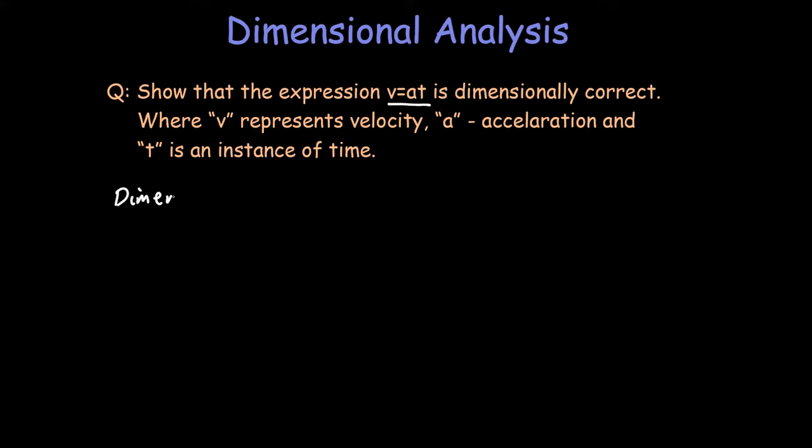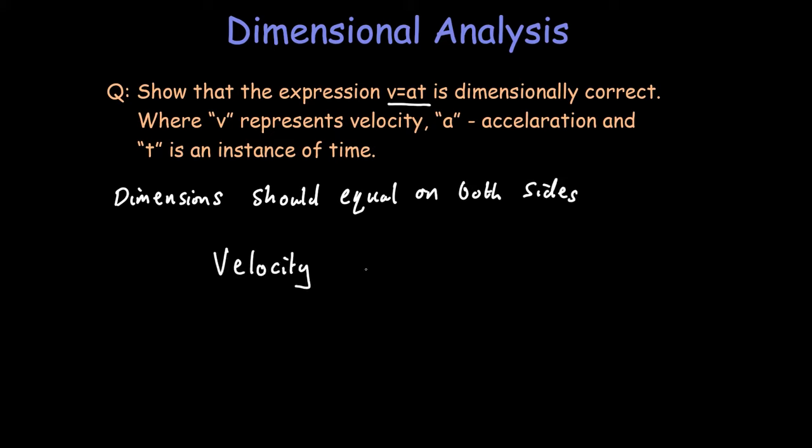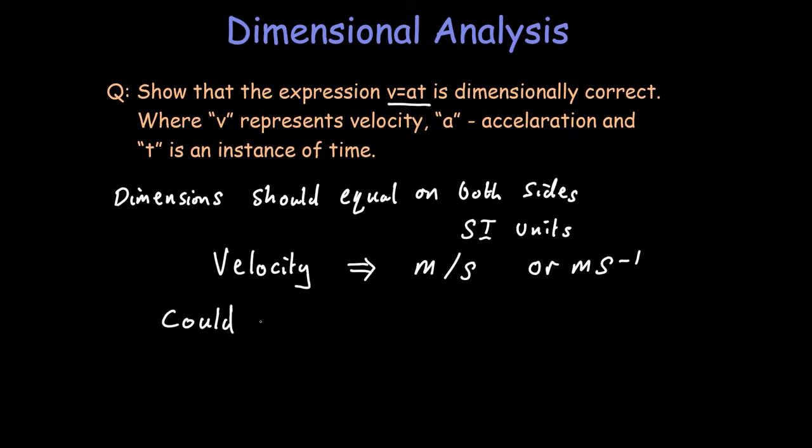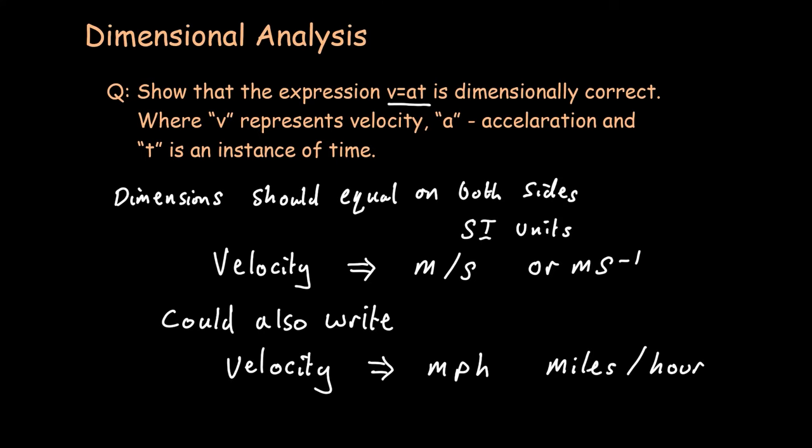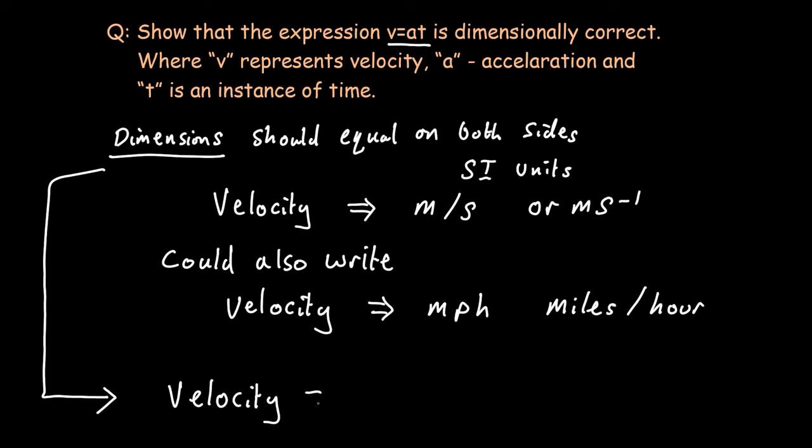So, our goal here is to show that terms on both sides of the equation have the same dimensions. If we choose to use the International System of Units, or the SI units, velocity has units of meters per second. Although the choice in unit in dimensional analysis doesn't matter, we could quite easily express velocity as miles per hour. The point to notice here is that the velocity can be expressed dimensionally as a length over time.